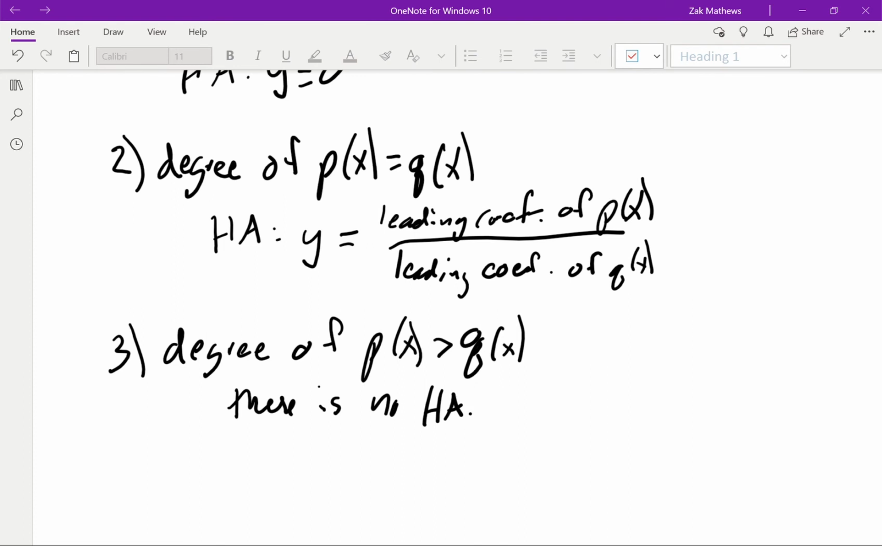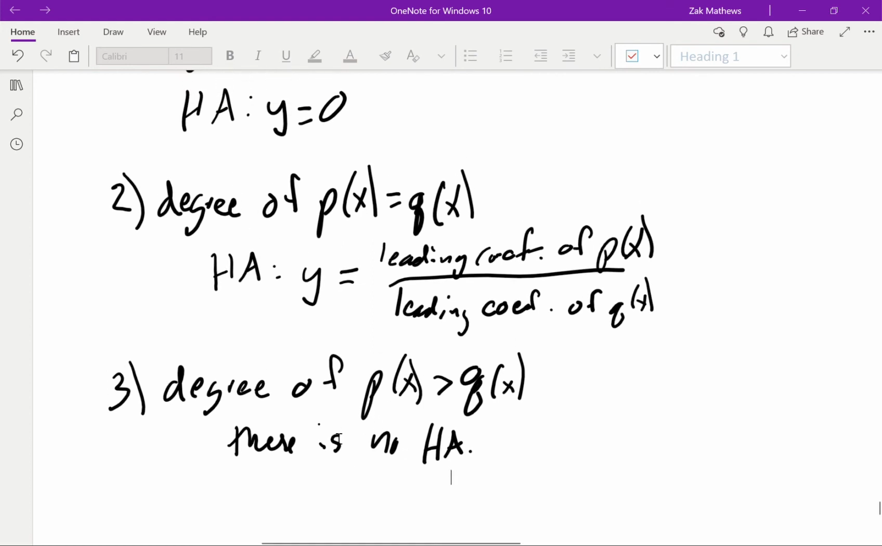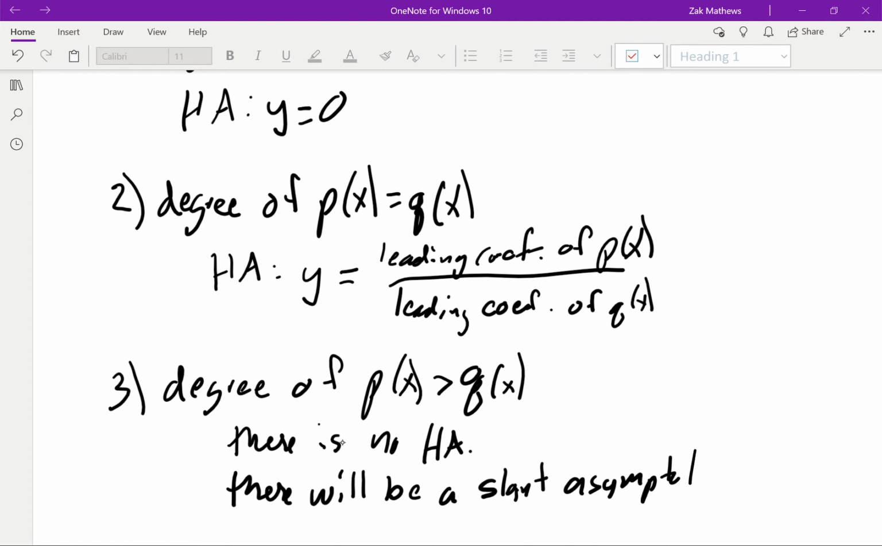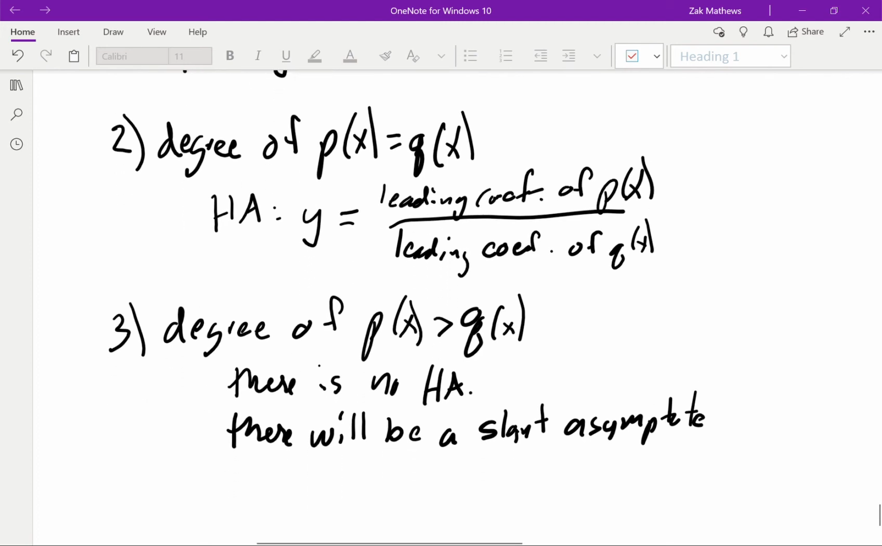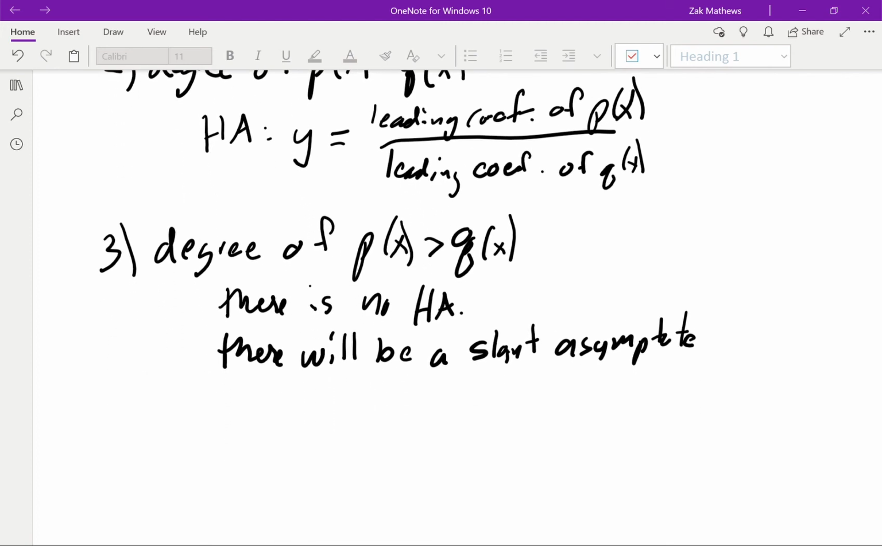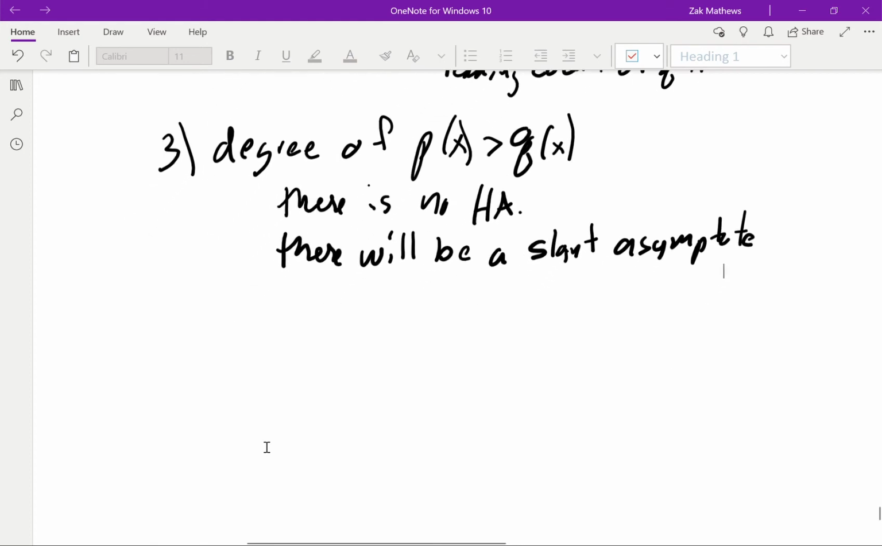So this is always where in class I'd try to trick the class. I'd say, which of these three rules do you want to see on the test? And I almost always get the third case right. It looks like it should be really easy. Horizontal asymptote, not there. The trick is there will be a slant asymptote, which you might also see called an oblique asymptote. So we'll go over those rules too, but let's talk about the horizontals for a minute first.